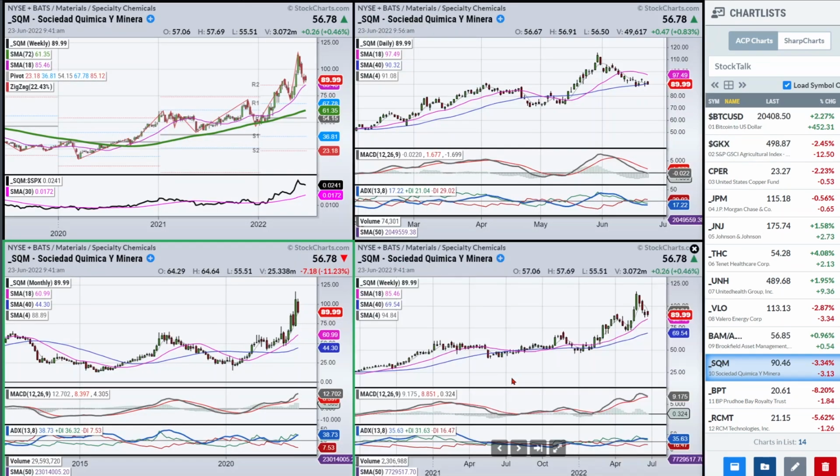SQM, pretty impressive what this is doing. It's a chemical stock, specialty chemical. The pullback has been pretty sharp, not as sharp as a lot of the other chemicals though. So I am pretty impressed with what's going on.